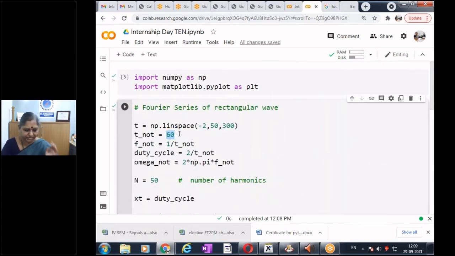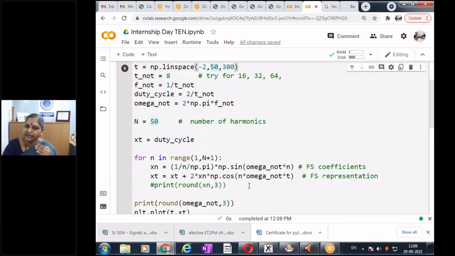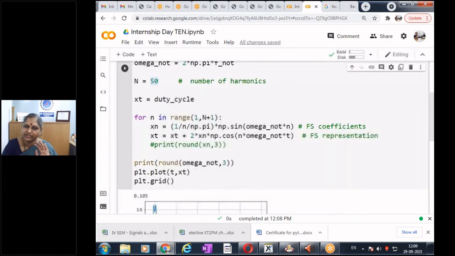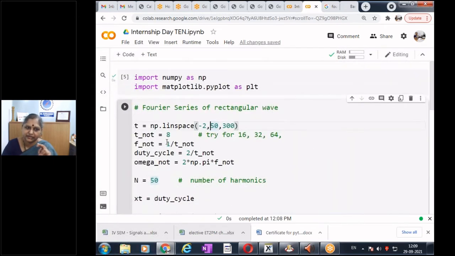I'll retain back my T naught as 8 because I'll be sharing the code with you, and then you can try it for different values, try for 16, 32, 64, and check it. So this was an example to show that even for a rectangular pulse it works and we get the result.